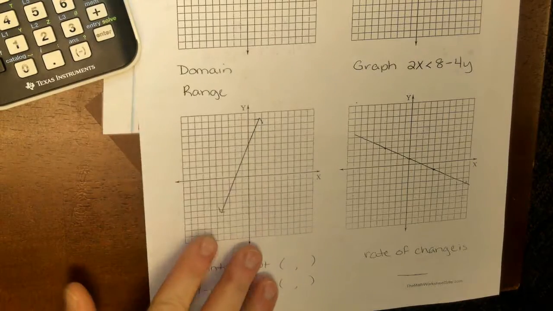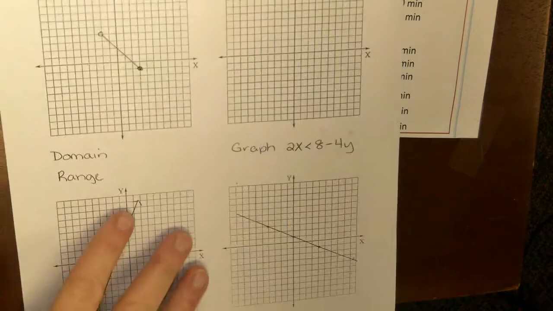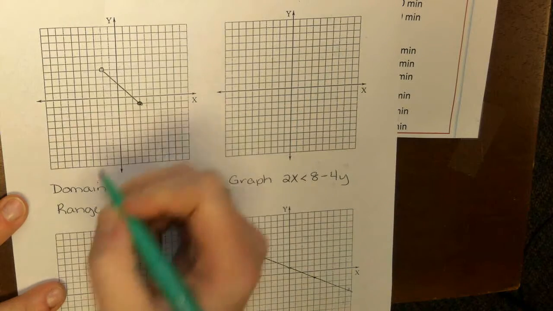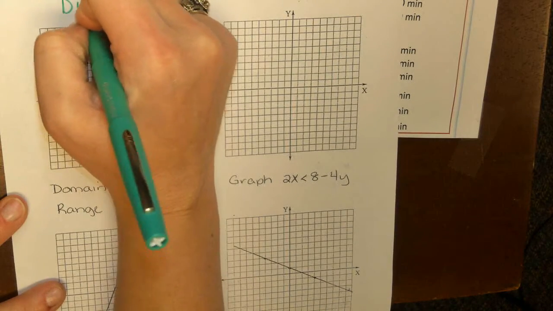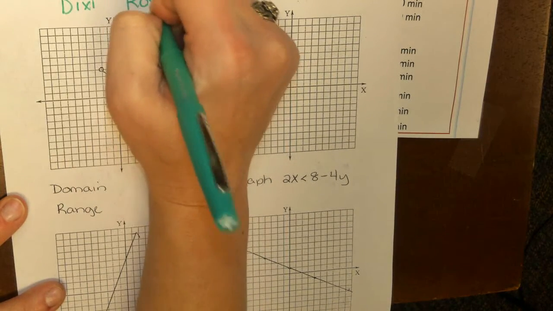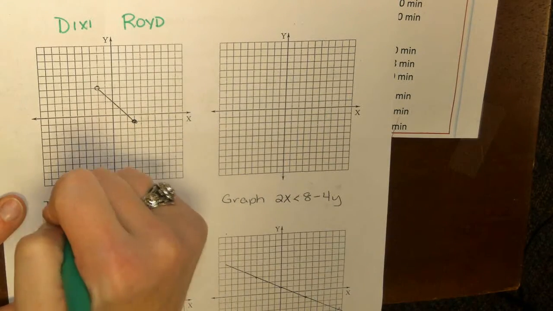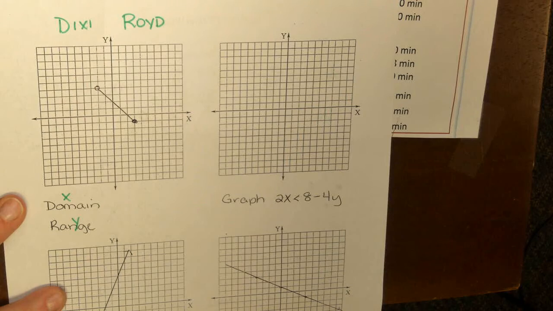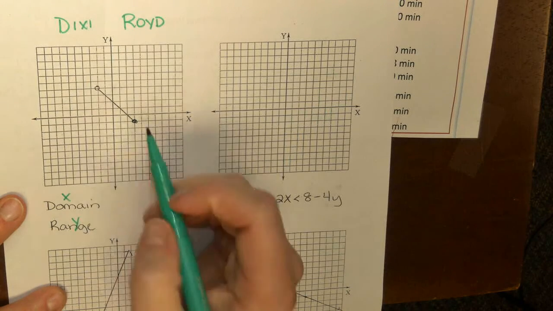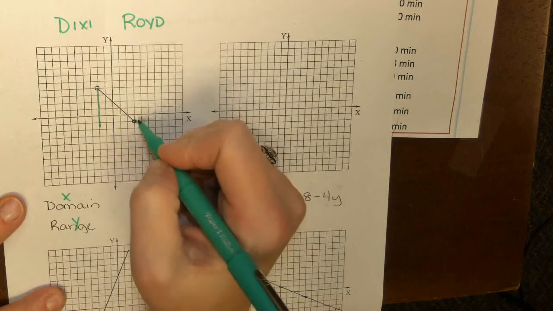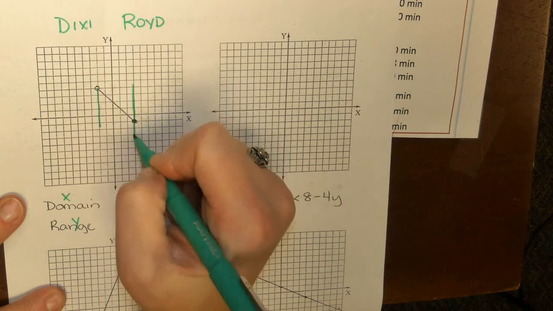Okay, on the back, we have 4 left. Domain and range. Remember Dixie and then Roy D. Dixie is your domain is your x values, range is your y values. So we go left to right, domain. I'm going to draw my crop box here. Y'all remember that?